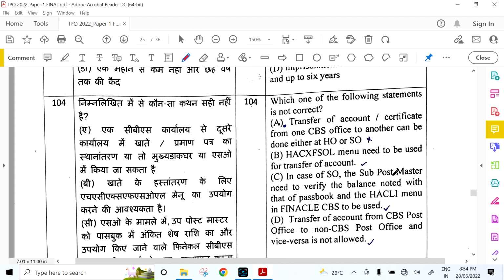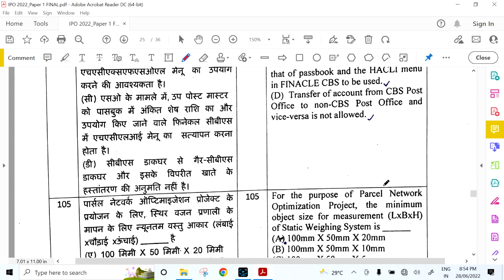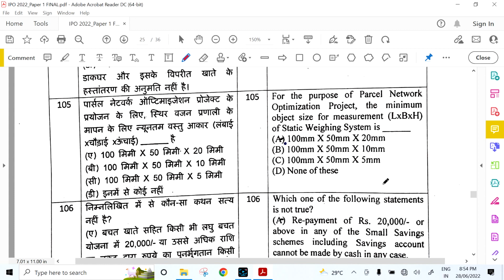104. This is the transfer of account or certificate from CBS to another CBS is done either at this is the one. For the purpose of parcel PNOP, the minimum object size of measurement LBH of static weighment system is 100, 15 and 20. A is correct answer.